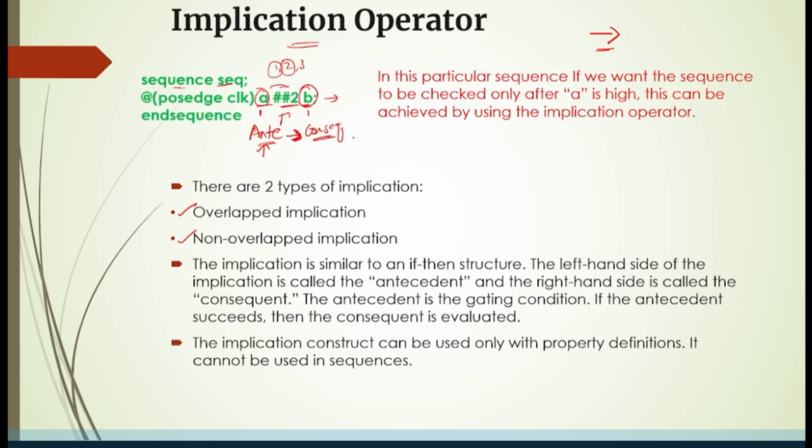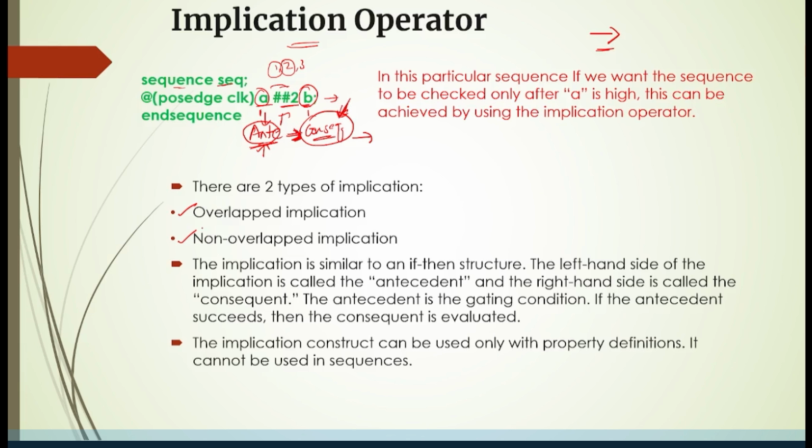So that is the meaning of this arrow signal. That means after antecedent execution, after checking the antecedent signals, the consequent signal is evaluated. First the evaluation is done on the antecedent, and then the consequent evaluation will be done. So this is the meaning of this implication operator, right?